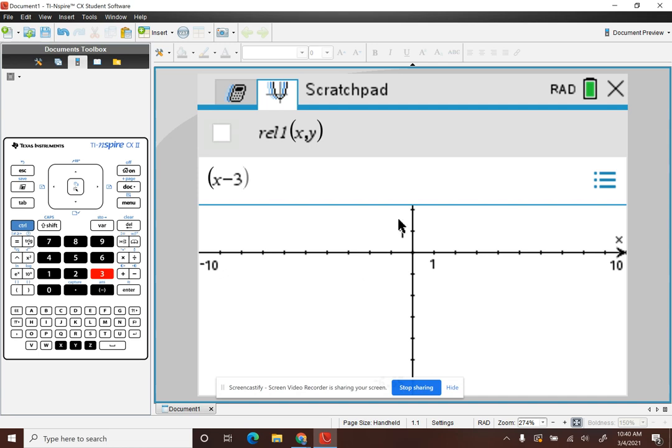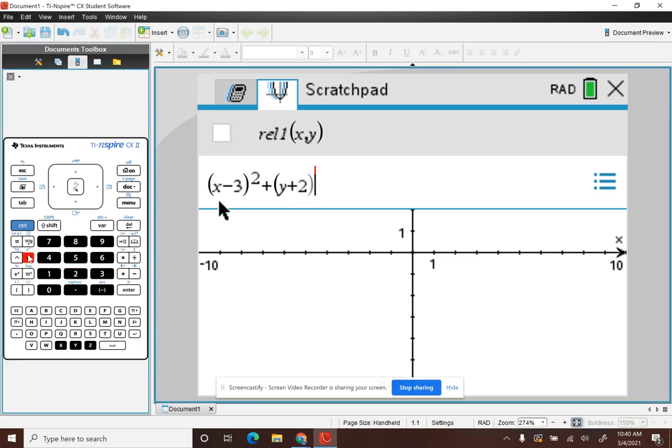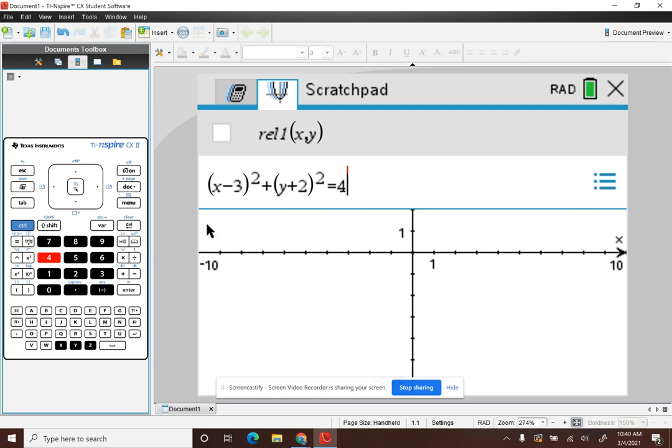X minus 3 squared plus y plus 2 squared. You're thinking to yourself, well, I'd never know how to do this. Well, it's okay because the calculator is going to do it for you. So we're given a problem like this, okay? And we're asked to find the center of the circle. We're like, how in the world do I even do that? Well, again, this calculator can do it if you can just find a way to put it in there.